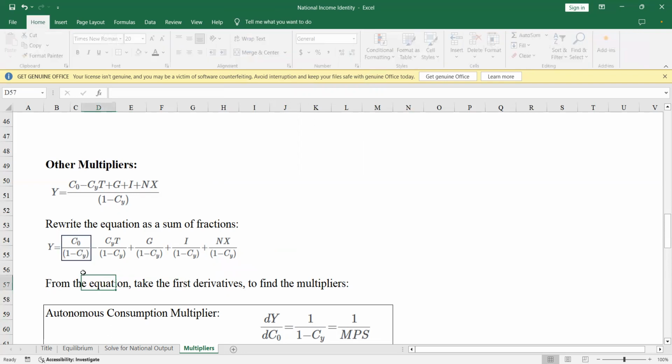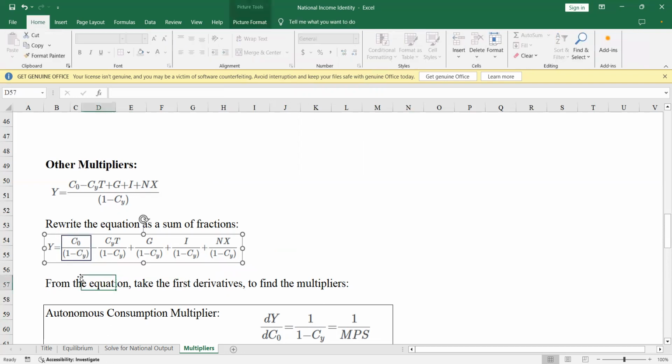Notice the power of autonomous consumption is 1 and the coefficient is 1 over 1 minus CY. So the autonomous consumption multiplier is simply 1 over 1 minus CY. CY is your marginal propensity to consume. 1 minus the marginal propensity to consume is the marginal propensity to save, MPS. So this reduces to 1 over MPS.